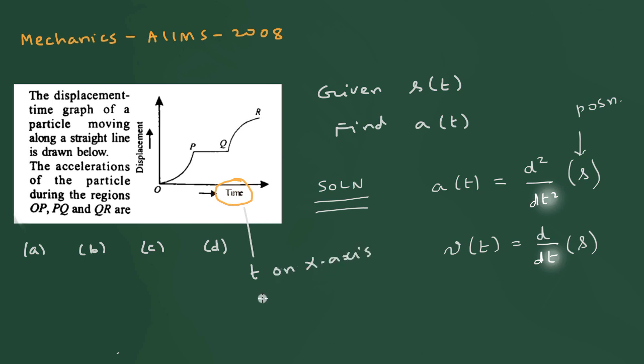Sometimes what will happen is the displacement s will be given on the x-axis. So that should be clear before doing any calculation. If you are not careful to see whether the time is given on the x-axis or the position is given on the x-axis, then whatever decision you make will be wrong. So that is the first point to be noted.